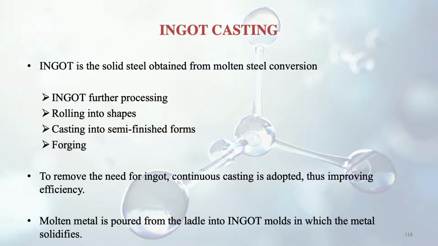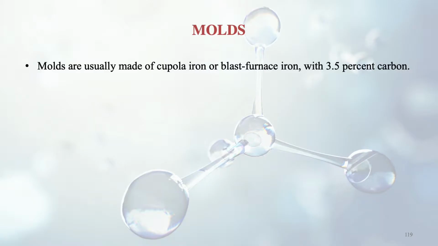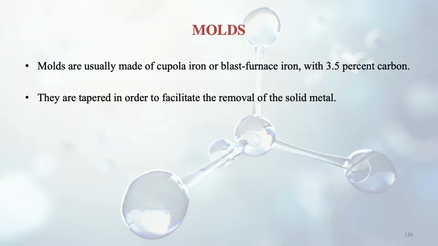Molten metal is poured from the ladle into the ingot molds. Molds are a kind of shape or die, you can say, in which the molten iron is poured and it will take the shape of that particular mold and solidify there. So here is the proper definition of molds. Molds are usually made of cupola iron or blast furnace iron with 3.5% carbon. They are tapered in order to facilitate the removal of the solid metal. So a certain slope is given, so that the solid metal that is being formed can come out easily.